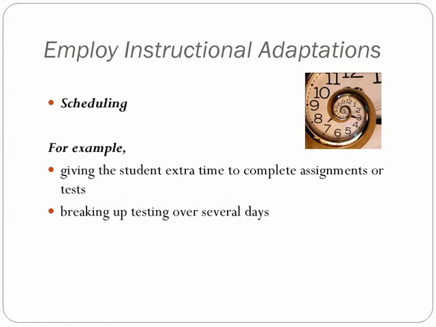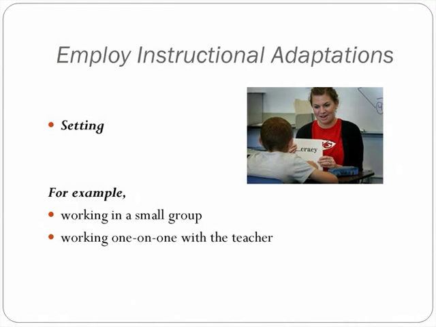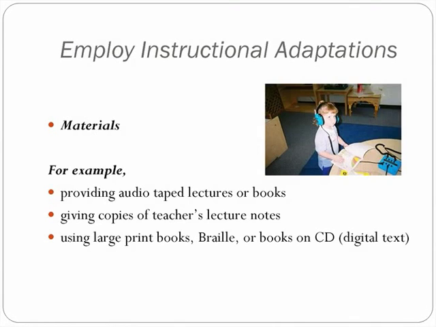First example of an instructional adaptation is scheduling. For example, just give the student extra time to complete the task, break the testing up over several days. Scheduling has to do with time and instruction. Second would be setting. For example, working in a smaller group, working one-on-one with the teacher. A lot of times students are pulled out to work one-on-one with teachers with literacy and things like that, so that is a setting adaptation.